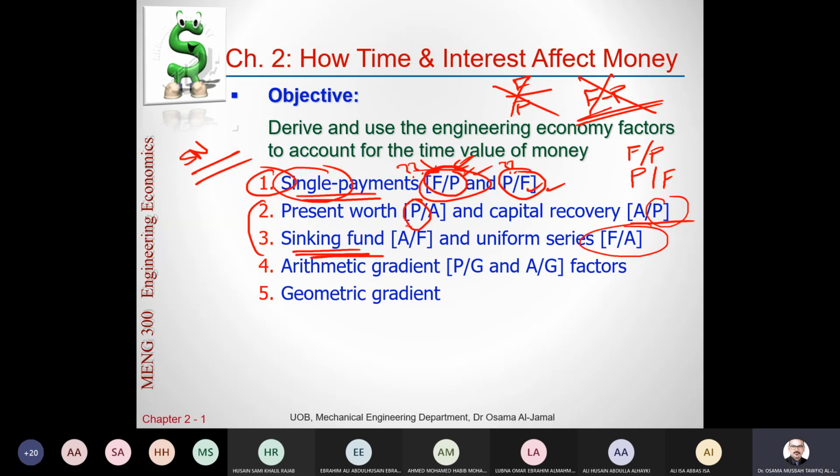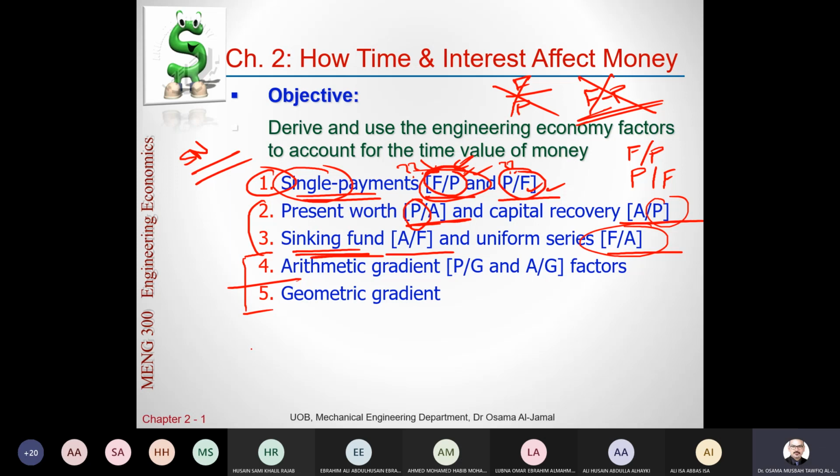Always those two, P given F, A given P, A given F, F given A, or here F given P or P given F. It's just that, vice versa. So the same calculation, but in the other direction. Later, we're going to see those two, each one of them in a lecture.